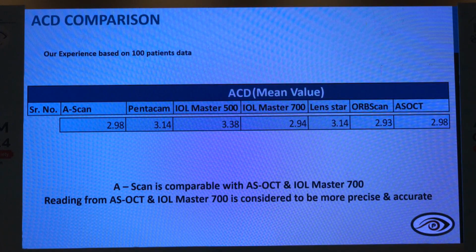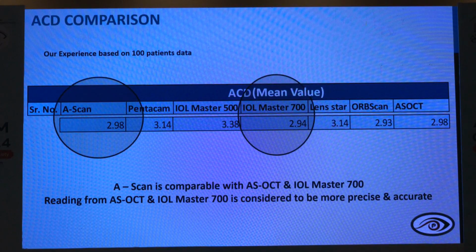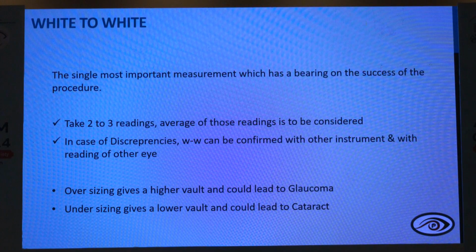So coming to the ACD, this is one of the studies we did with different machines. If you see here, with the A scan and with the IOL Master 700, almost the results are quite similar. Normally I don't take it from the IOL Master 500, and even Pentacam is not that reliable when you are thinking about ACD comparison. Even with ASOCT, I have a Visante OCT which gives a quite similar ACD when compared to the A scan.